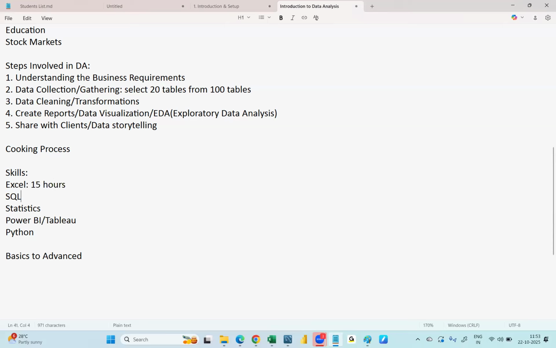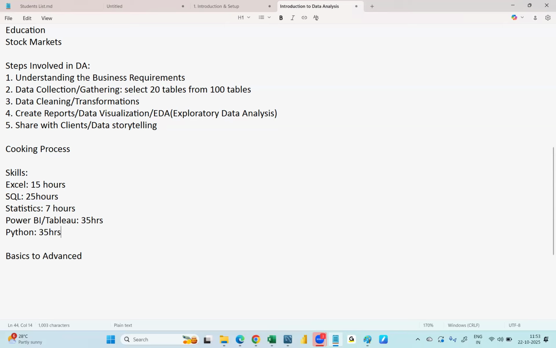And SQL is going to take some 25 hours of classes. And statistics is a very simple subject, guys. It's only 7 hours of time. And Power BI is going to take some 35 hours of classes, and Python again is going to take some 35 hours of classes.